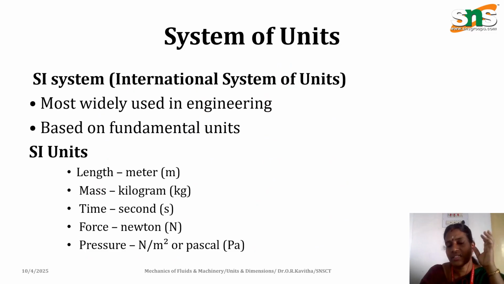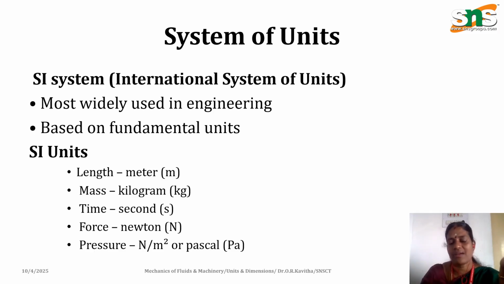Now, the systems of units: there are three systems of units. The first is the SI unit, and the next are CGS and MKS. The SI unit is the International System of Units. It is the most widely used in engineering. Every part of the world is using this system of units, and it is based on the fundamental units.